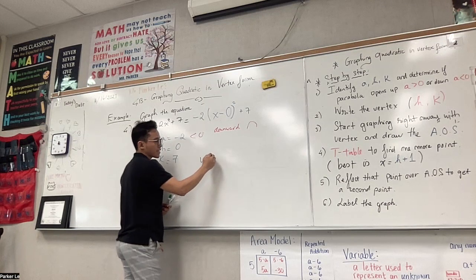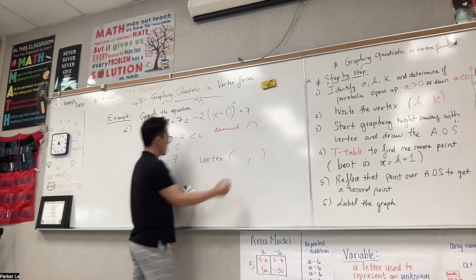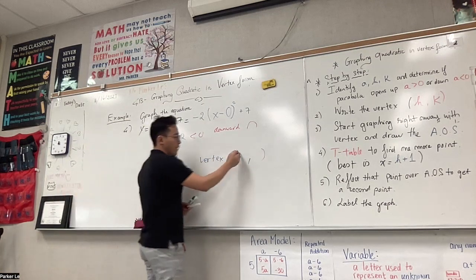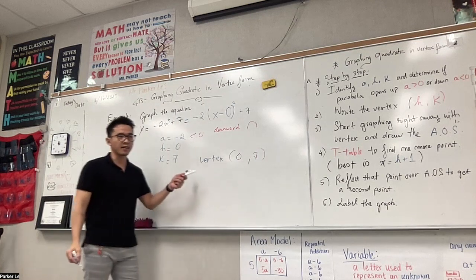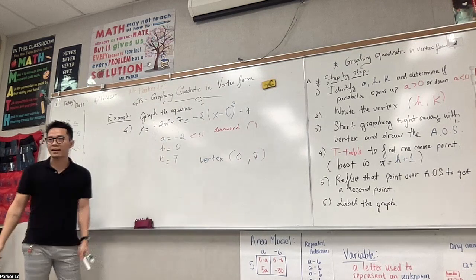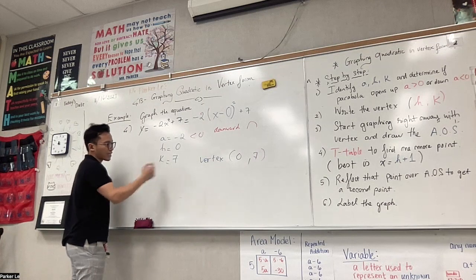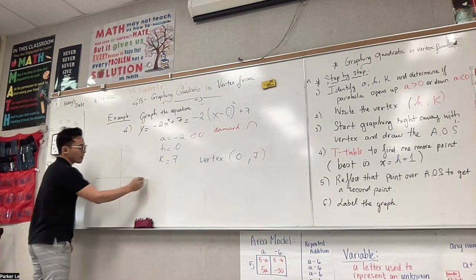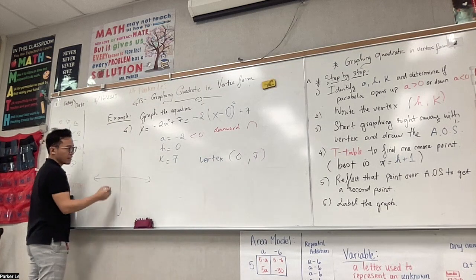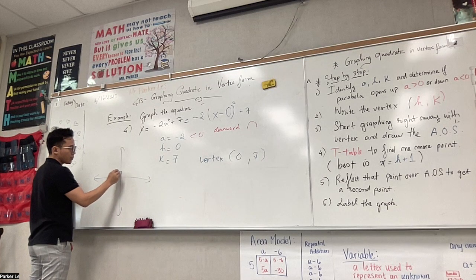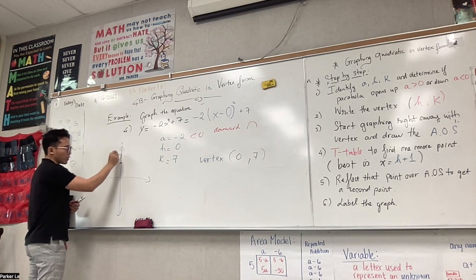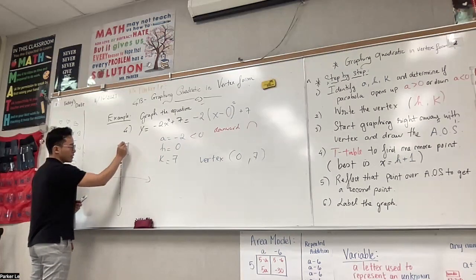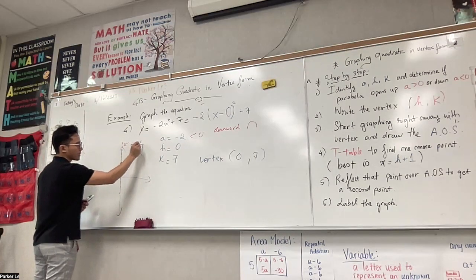All right. What is the vertex here? 0, 7. See? I think this is easier. The vertex is easier than standard, right? As long as I have the vertex, I can start graphing. Very good. 0, 7: 1, 2, 3, 4, 5, 6, 7. Right here is my vertex. So my AOS is right through this.